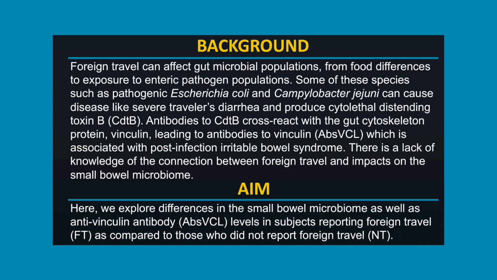Foreign travel impacts gut microbial populations due to food consumption or exposure to enteric pathogens like pathogenic E. coli or C. jejuni. These enteric pathogens can cause severe travelers' diarrhea and produce cytolethal distending toxin B, CDTB. Antibodies to CDTB cross-react with vinculin, which is associated with post-infectious irritable bowel syndrome. However, there is little additional understanding of the role of foreign travel on the small bowel microbiome.